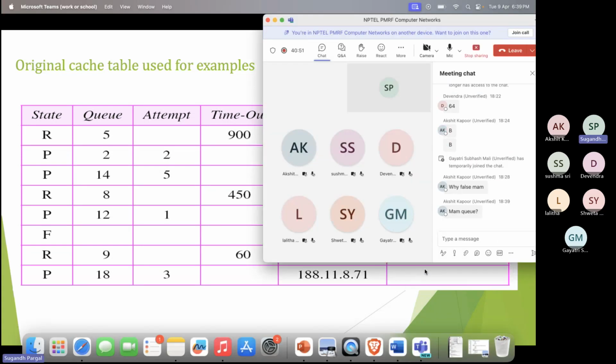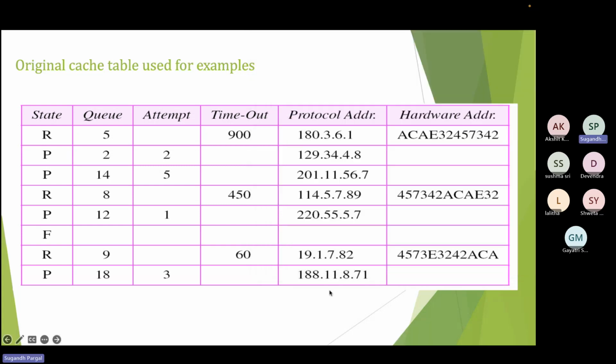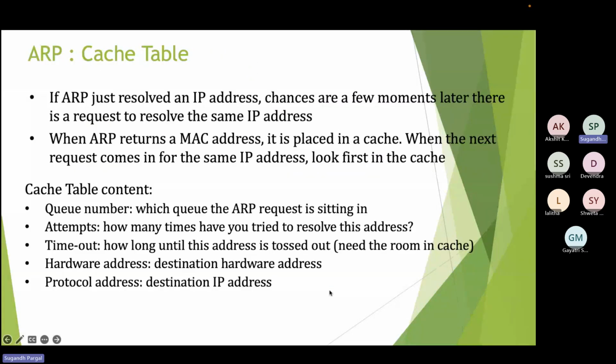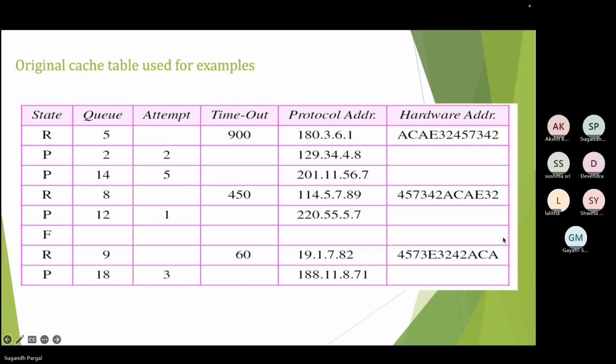Okay, I hope it's clear. So, what is queue? Queue is basically which queue the ARP request is sitting in. There are multiple queues, 1 to n. So in which queue that ARP request is coming in defines the queue number.